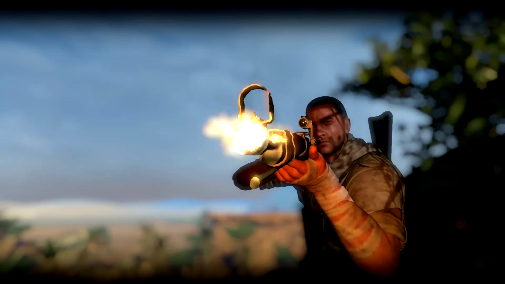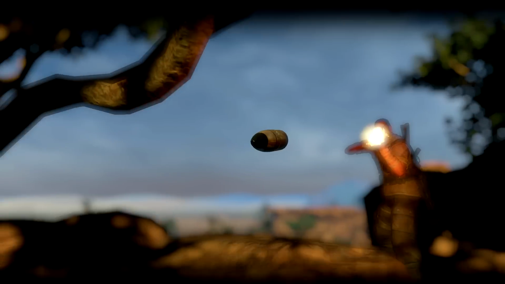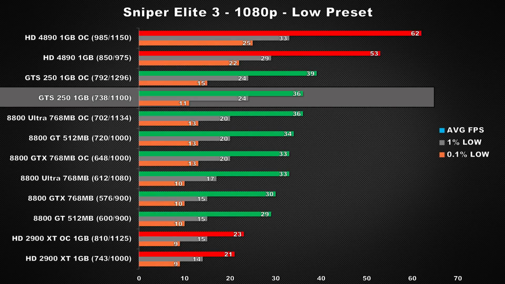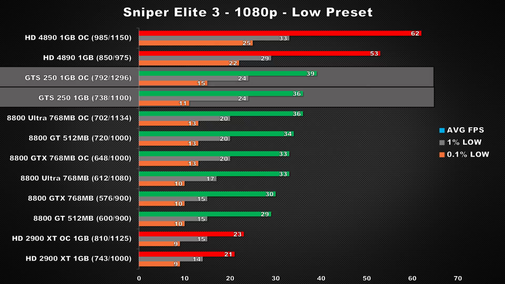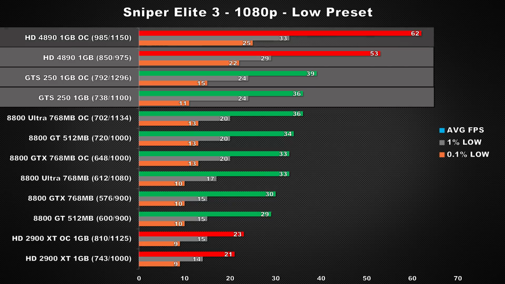Alright, if anybody's still here, the last game is Sniper Elite 3, and using the low preset at 1080p, the GTS 250 averaged 36 frames per second, and overclocked it rose 8% to 39. Now moving on to the 4890, it averaged 53 frames per second, and with an overclock that number shot up 17% to 62. Now this game tends to favor ATI/AMD cards, so it's no surprise the 4890 is killing it here. Frame times were pretty good for the 4890, but not so much for the 250.